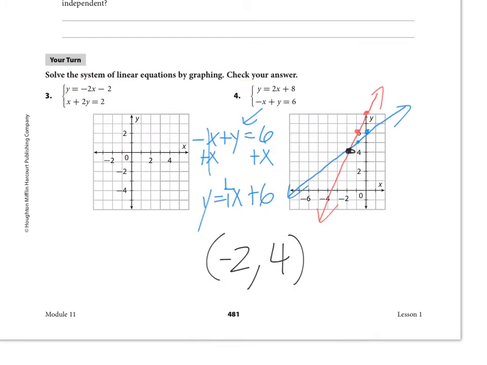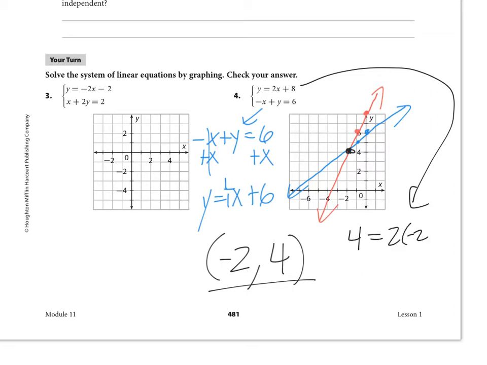Okay, so you should have ended up with (-2, 4). Now, the good thing about doing systems is you always know whether or not your solution's correct. Go back in, plug it into the equation. So if I take the first equation here, 4 is y, x is -2. So I get 4 is -4 plus 8, which gives me 4. So that works. Always check the other equation too.